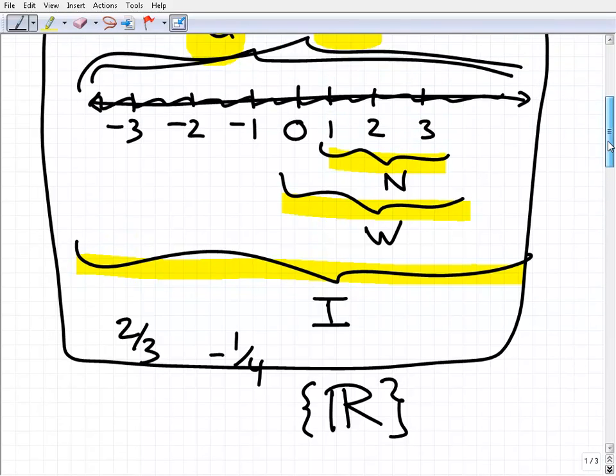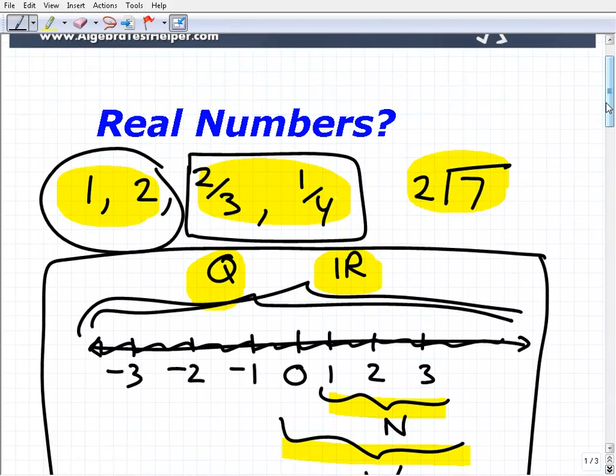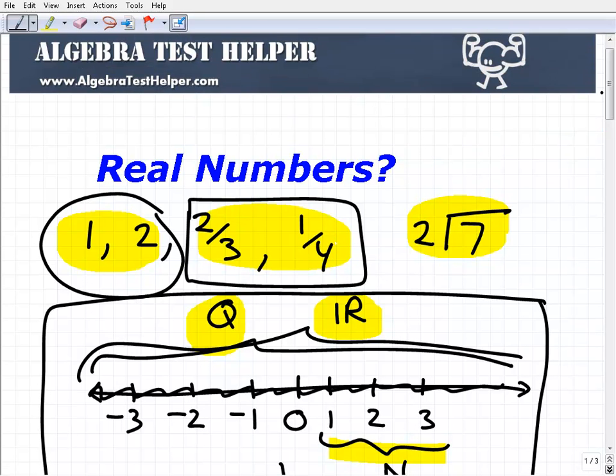All right, so those are real numbers, and you're saying, well, is that all the different types of numbers there are? Actually, there are a lot more types of numbers in mathematics, namely the complex number system.